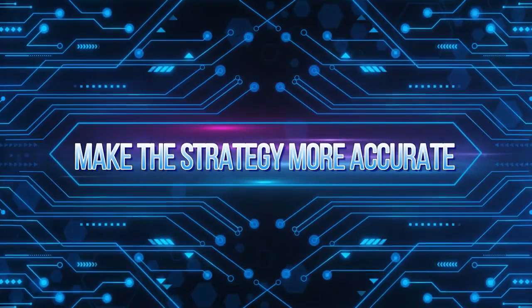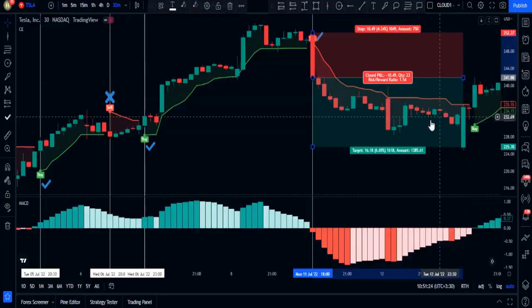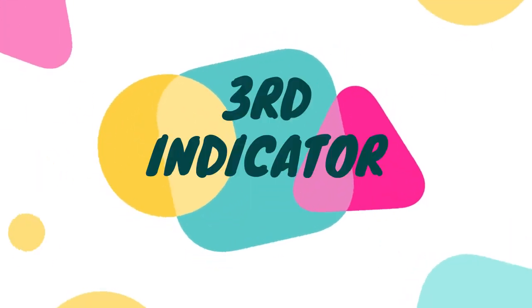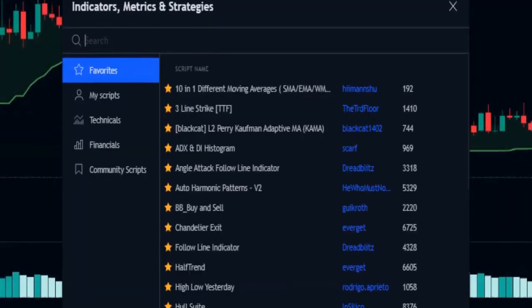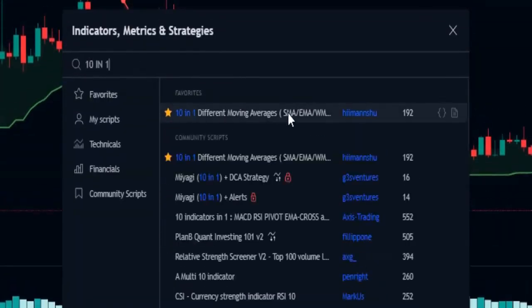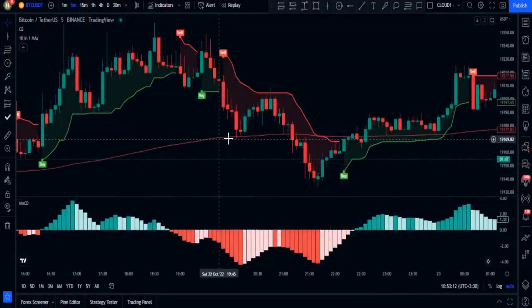But to make this strategy even more accurate and to trade with the direction of the market trend, let's add a moving average to the strategy to make the strategy even better. Therefore, in the indicator section, search for 10-in-1 different moving averages and click on it to add it to the chart. Now let's do our adjustments.